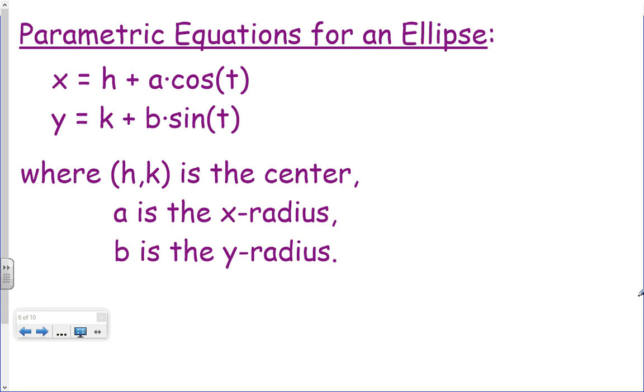All right, that right there is the first half of section 7-5.